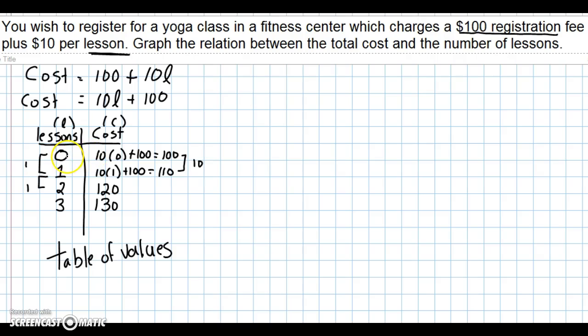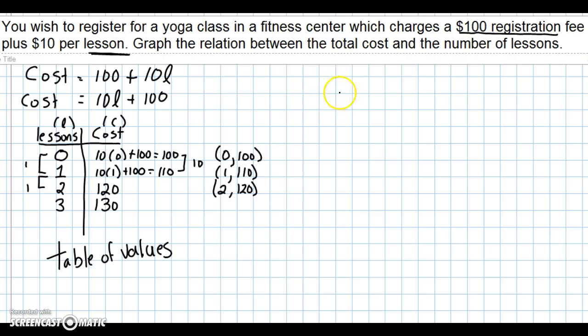So in the first case, we know that lessons versus cost, we know that if we have no lessons, our cost is 100. If we have 1 lesson, our cost is $110. If we have 2 lessons, we're going to pay $120, and so on.